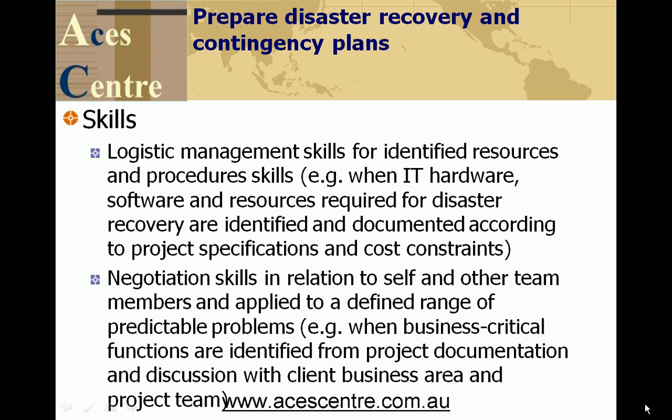From doing this unit of competency, you can expect to acquire the following skills. Logistic management skills for identified resources and procedure skills. For example, when IT hardware, software and resources required for disaster recovery are identified and documented according to project specifications and cost restraints. Negotiation skills in relation to self and other team members and applied to a defined range of predictable problems. For example, when business critical functions are identified from project documentation and discussion with client business area and project team.